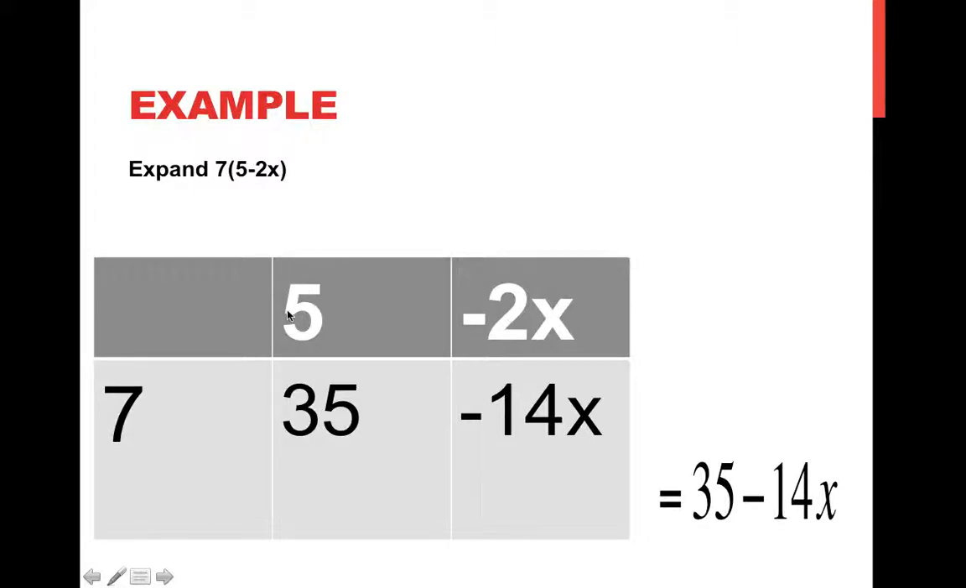So we have 7 bracket 5 take away 2x close bracket, and it says expand. Now this is how I solve it. You see some people do it this way, but I put it into a grid. So 7 here, and the closed bracket I put at the top. So I do 7 times 5, which is 35, 7 times minus 2x, which is minus 14x. And then we've expanded it and we have 35 take away 14x. It's literally that simple. Let's move on to the next one.